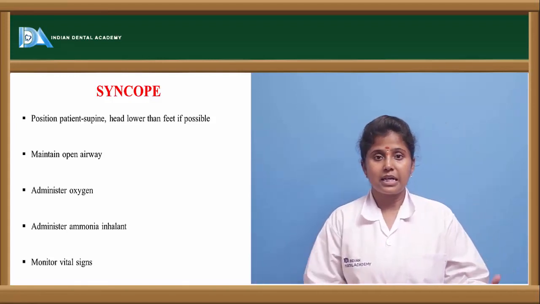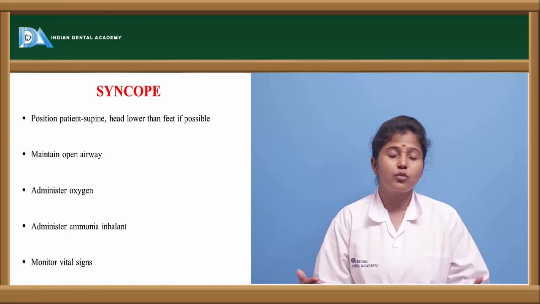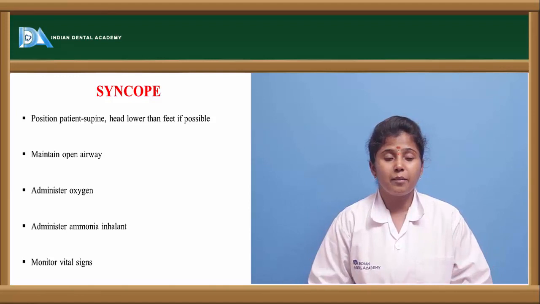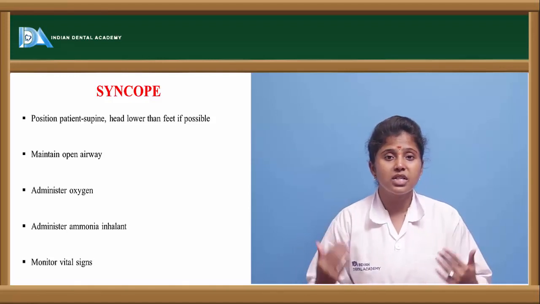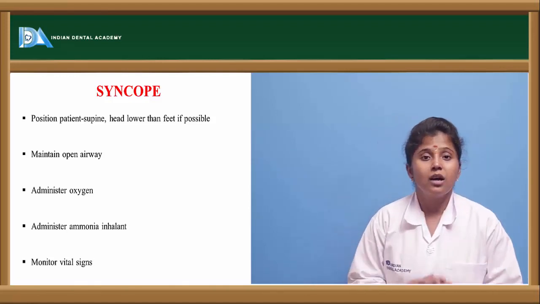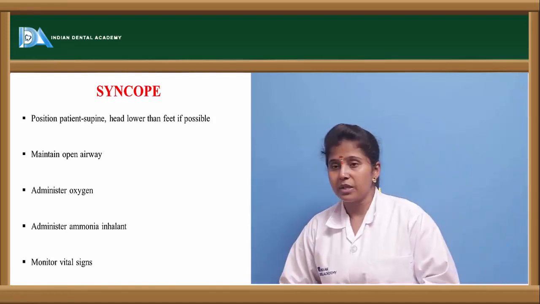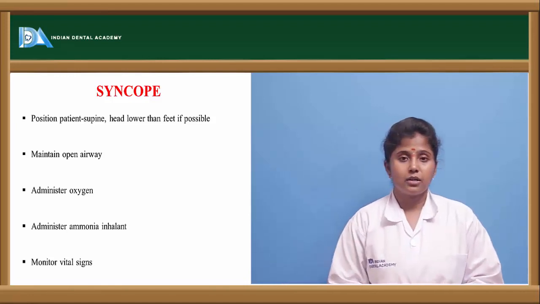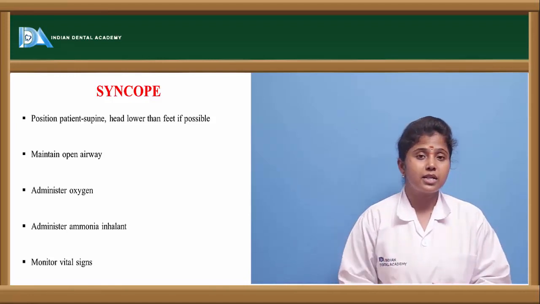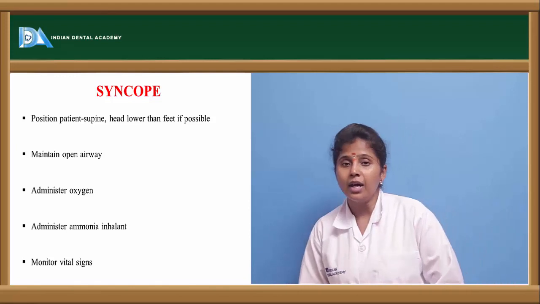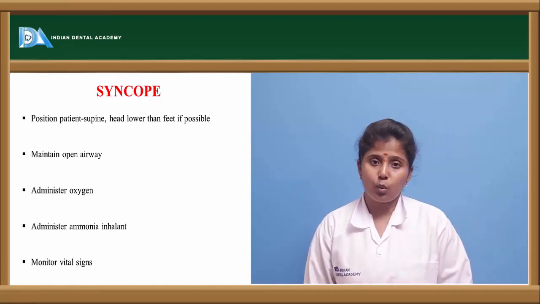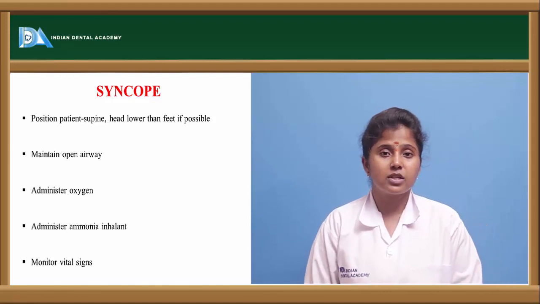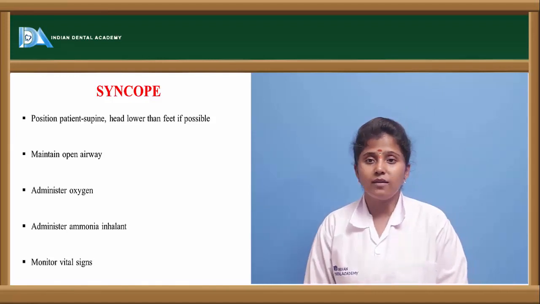So if there is a fall in blood pressure, the person won't be able to breathe properly. The oxygen supply will not be there, and thereby the person faints. In that condition, we need to administer oxygen, and we need to give the ammonia inhalant. In order to make the person regain consciousness, the ammonia inhalant should be given, and we need to monitor the vital signs. And once the vital signs are monitored, if the person is still not feeling better, immediately he needs to be given medical treatment.